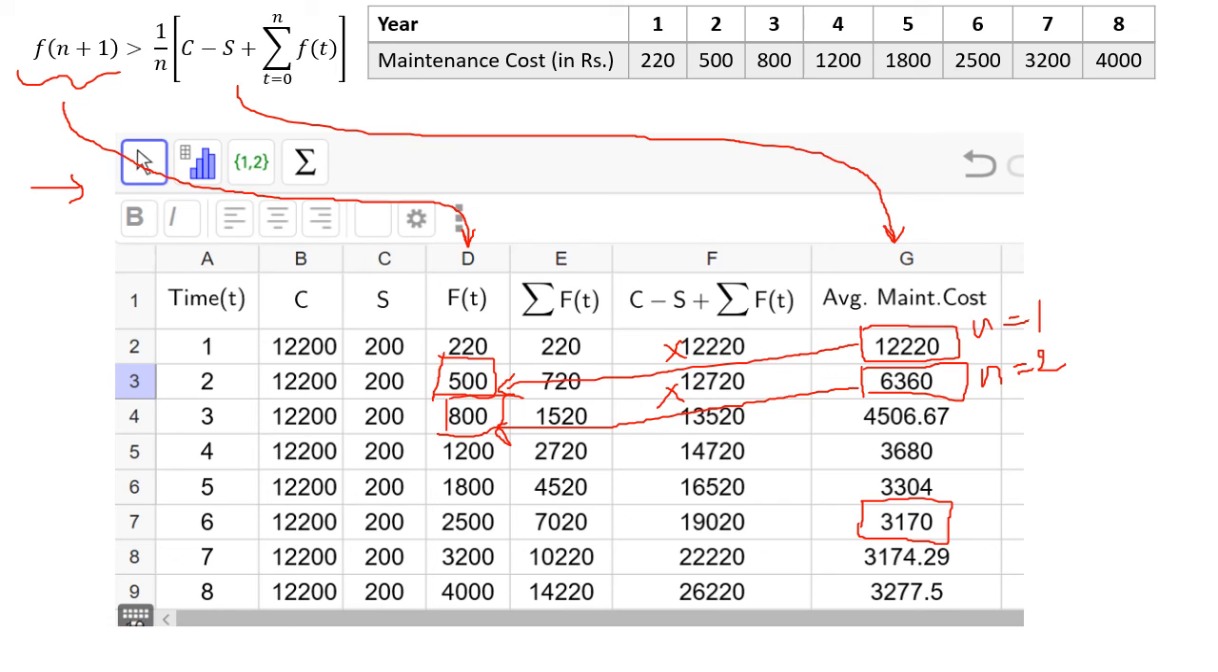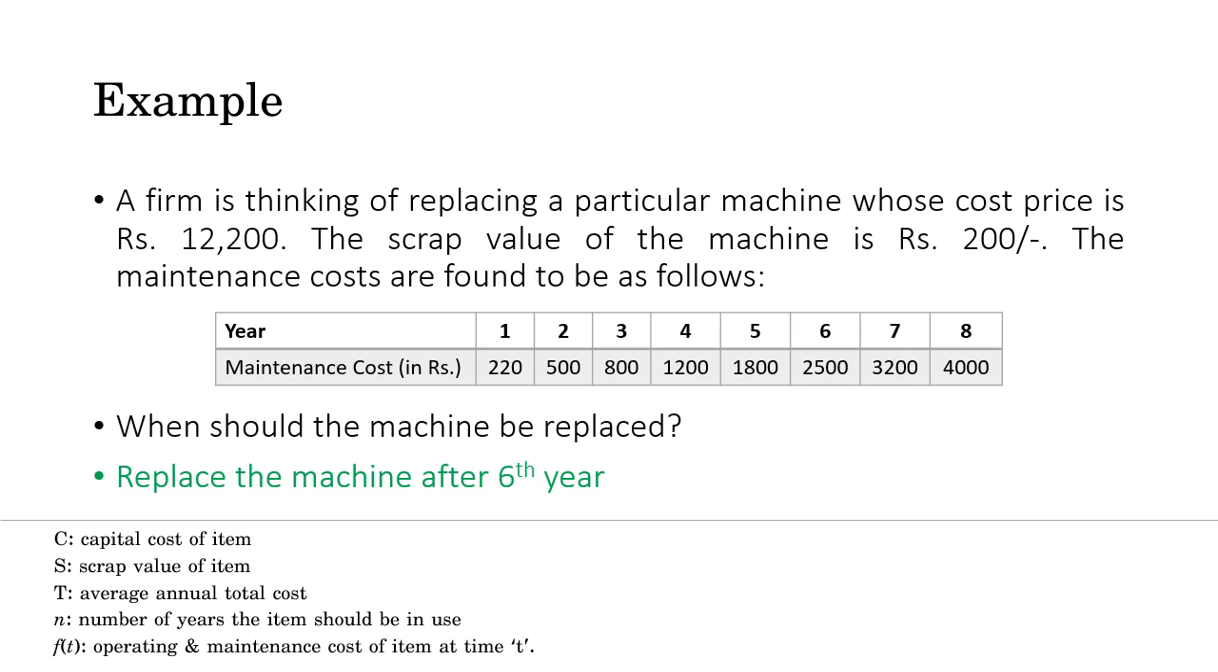Okay? So as you can see that this is n equals 6. The annual average maintenance cost at the end of sixth year is 3,170. And then we compare this with f of n plus 1, or maintenance cost during 7th year is 3,200, and now the inequality is satisfied for n equals 6, and hence the firm should replace the machine at the end of 6th year. So that's the solution of this example. This is the answer to the question. The firm should replace the machine after 6th year.